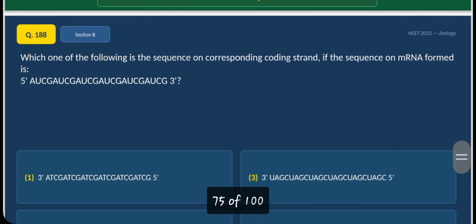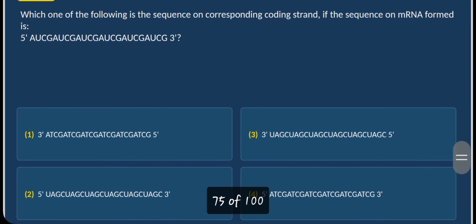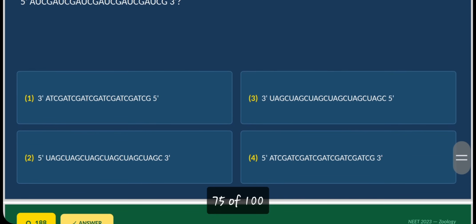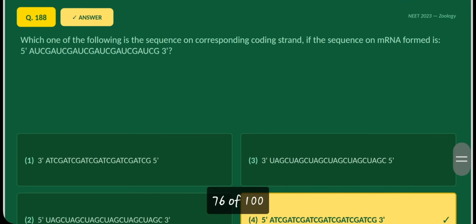Which of the following is a sequence of corresponding coding strand if the sequence on mRNA found is AUC? So coding strand, it is not a template strand. Coding strand will be having exactly the same sequence, except U will be replaced by T. So AUC is there. Instead it should be having ATC, and they'll also be from 5 prime to 3 prime. So read this: ATC, GAT. Fourth option is correct.